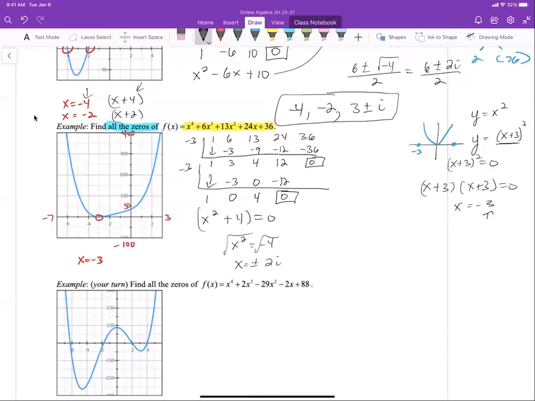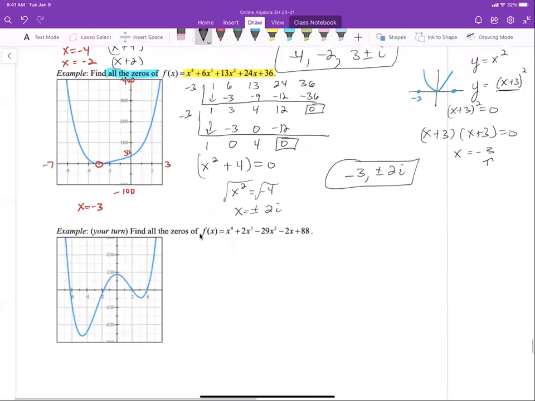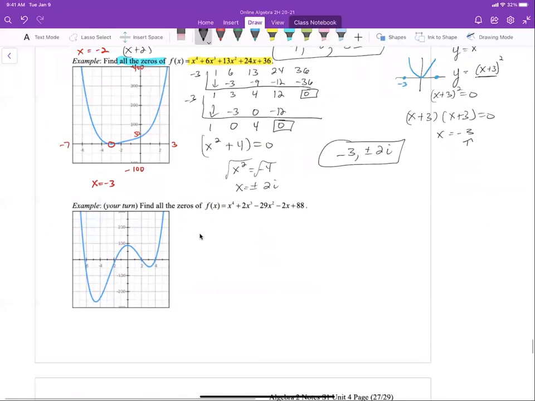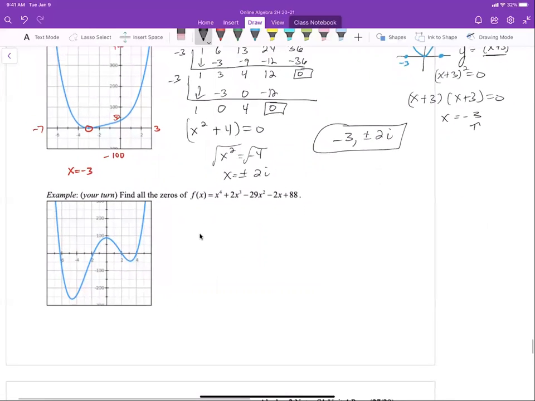So what are all my zeros? I have -3 and plus or minus 2i, and those are my zeros, and -3 is duplicated, which would give me a total of 4 roots, which is what I would expect. All right, I understand. I didn't see that either at first.